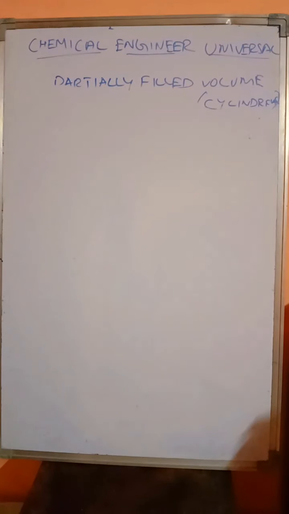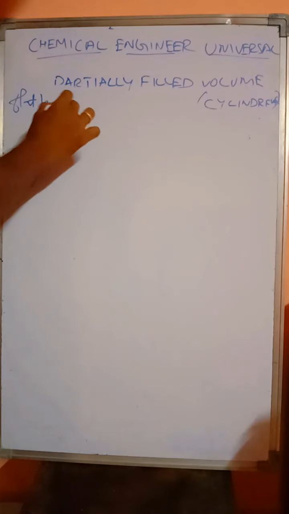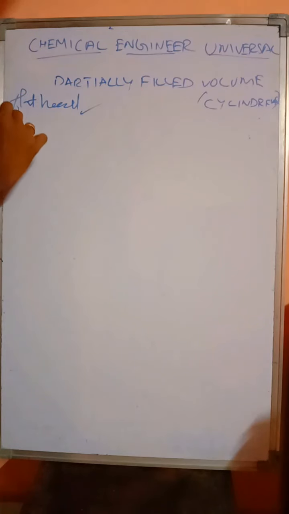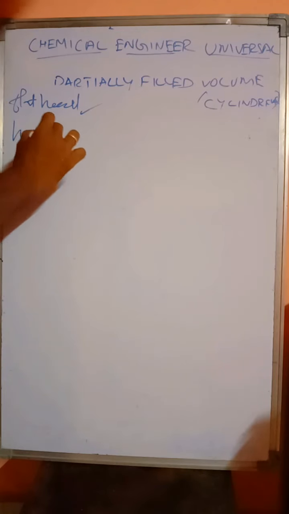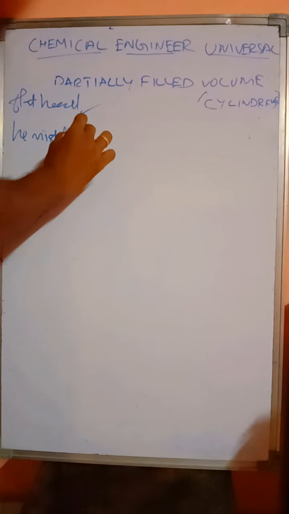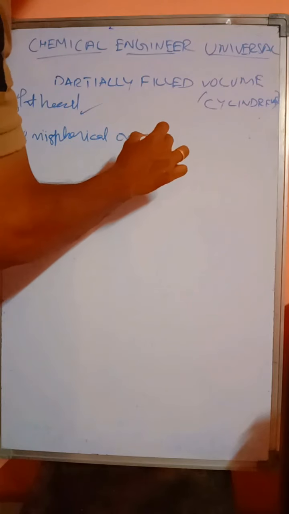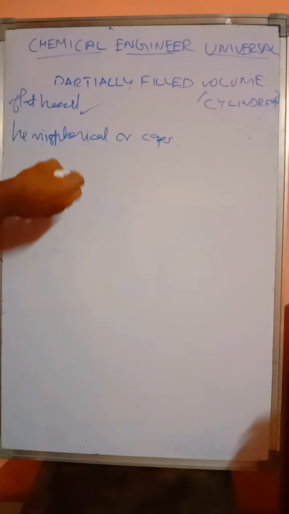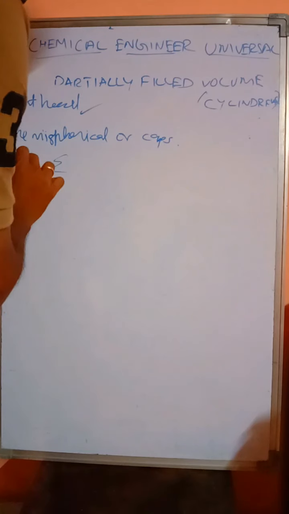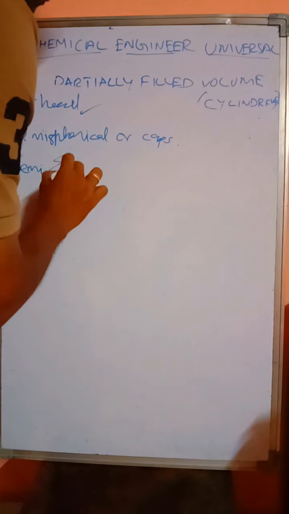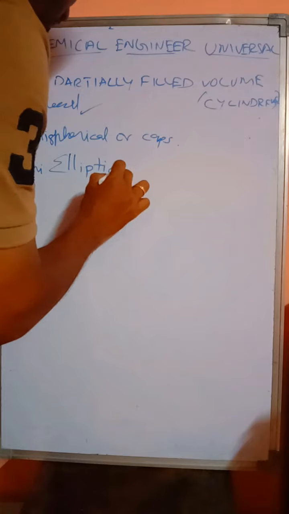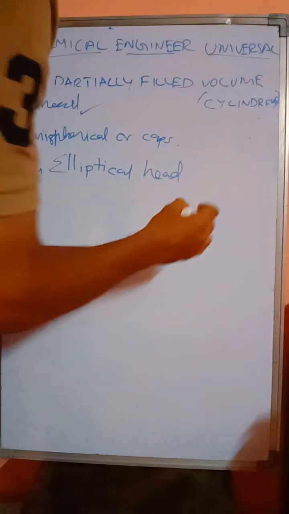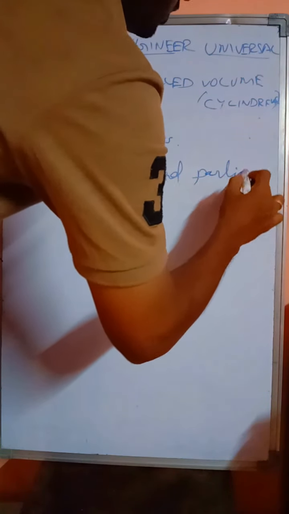இன்னைக்கு நம்ம பார்க்க போகிறது எலிப்டிக்கல் டேங்க் பார்ஷியலி வால்வ் கால்குலேட் பண்ணுறது. ஸோ லாஸ்ட் டைம் வந்து we have seen about flat head cylindrical tank பார்த்தாச்சு, அண்ட் ஹெமிஸ்பெரிக்கல் or caps இது பார்த்தாச்சு. Now we are going to see about elliptical head, semi-elliptical head partially filled volume calculation.